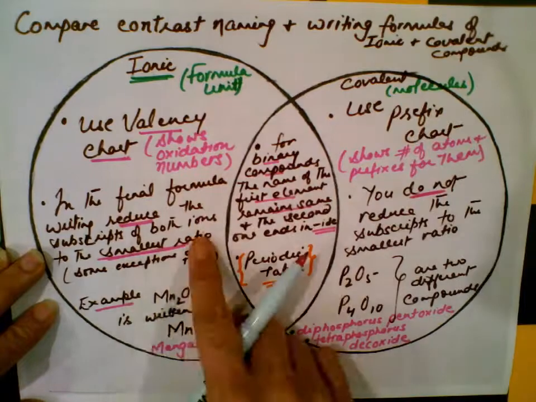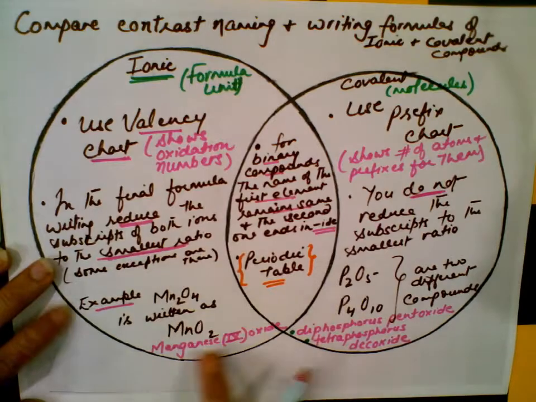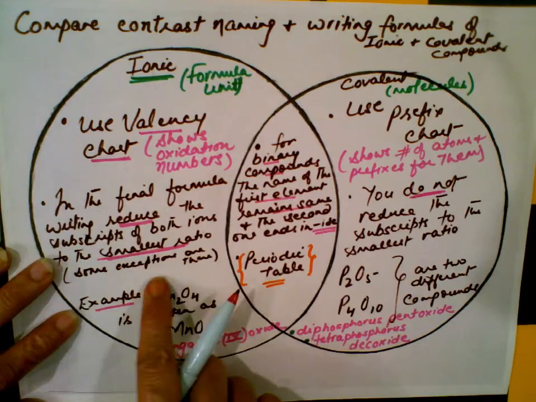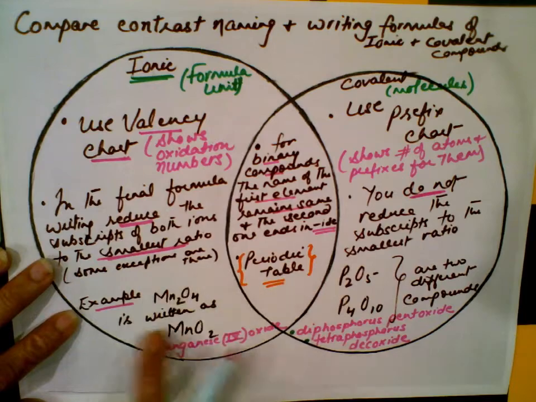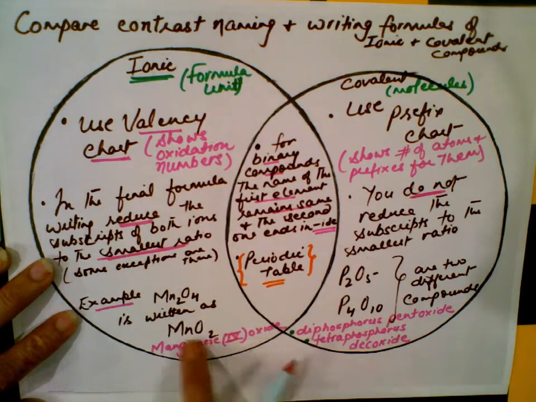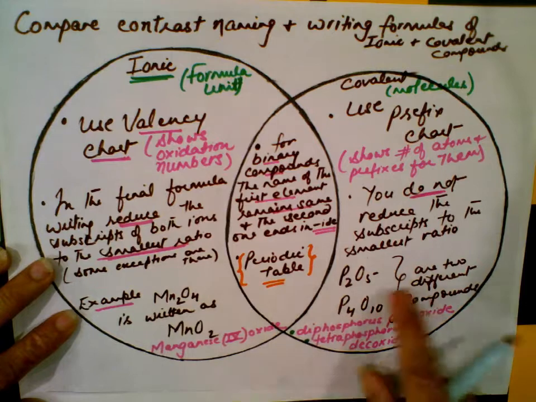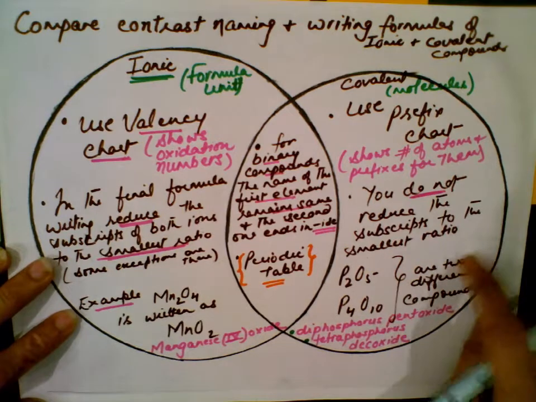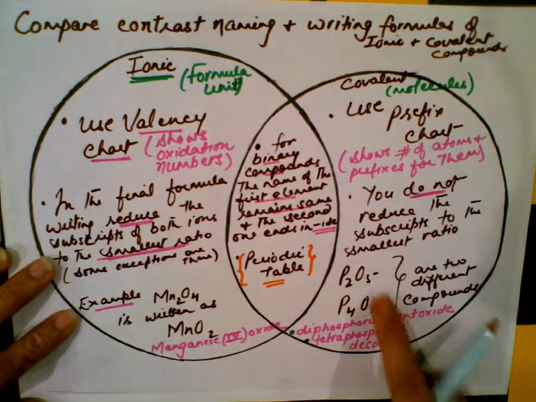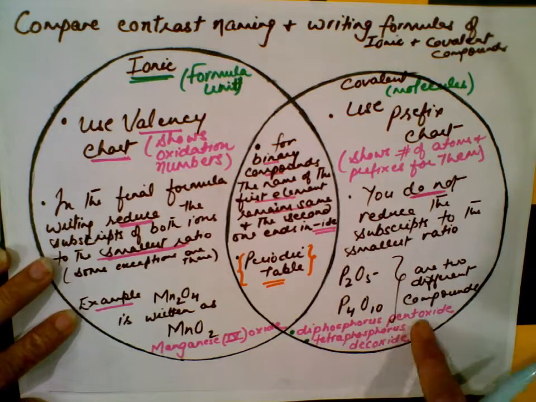And for ionic compounds, in the final formula, we usually reduce it to the smallest ratio. Here is an example. There are certain exceptions that I have already talked about in my other video on ionic compounds. So here, like this one, Mn2O4, which is manganese 4 oxide, is written as MnO2. All right, you divided this subscript by 2 and this one by 2. However, we do not reduce subscripts to the smallest ratio in covalent compounds. So these are 2 different compounds. P2O5 is diphosphorus pentoxide and P4O10 is tetraphosphorus decoxide.